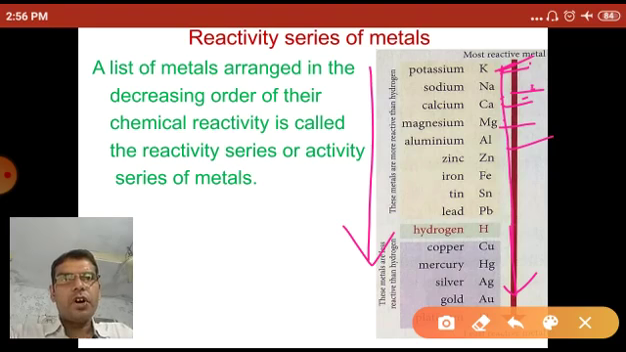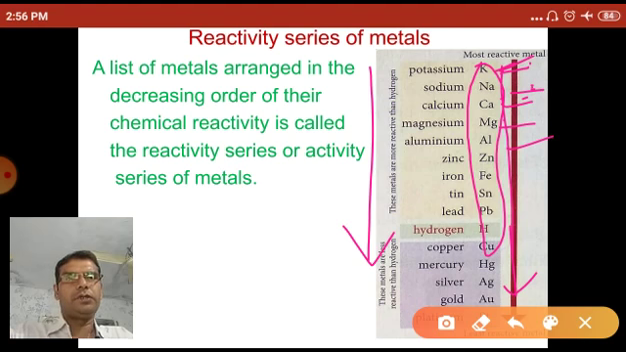So arranging the metals according to their decreasing order of chemical reactivity is called the reactivity series or activity series. So dear students, you should try to memorize the reactivity series according to your own level. In this reactivity series, potassium is more reactive than the other ones, and potassium displaces the other metals from their compounds.